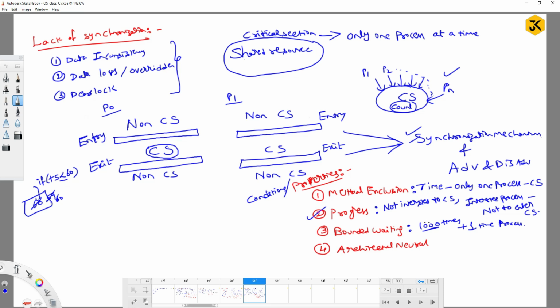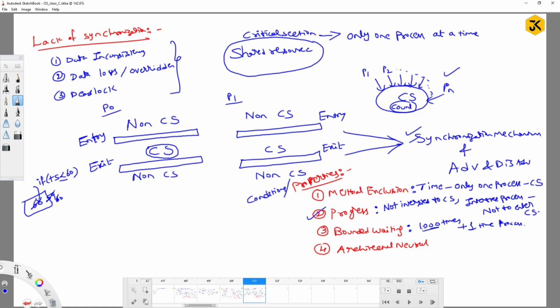So what is the difference between progress and bounded waiting? Progress may not be achieved because of some other process. Bounded waiting is not achieved because of CPU scheduling. Am I right or not?